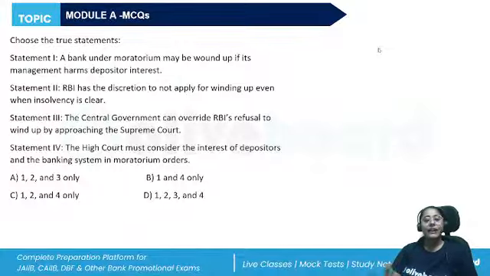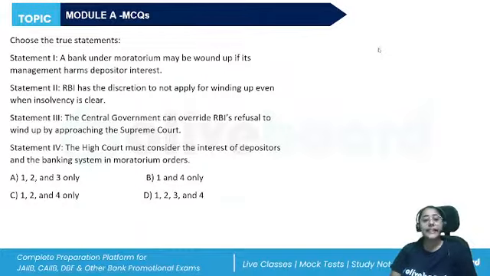So, a bank who is under moratorium means a stay on proceedings is there. If the bank is conducting any activity which is harming the depositor's interest, it will be wound up. This is true. RBI has the discretion to not apply for winding up even when the insolvency is clear? No. If the banking company is clearly becoming insolvent, they're unable to pay the debts, mandatorily the winding up order has to be given. So the statement 2 is incorrect.